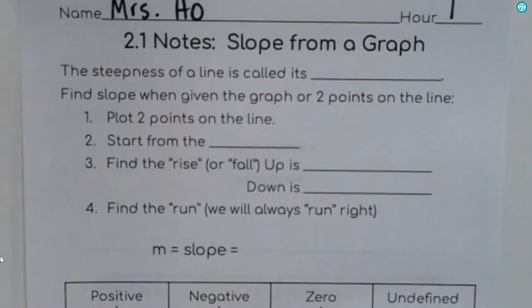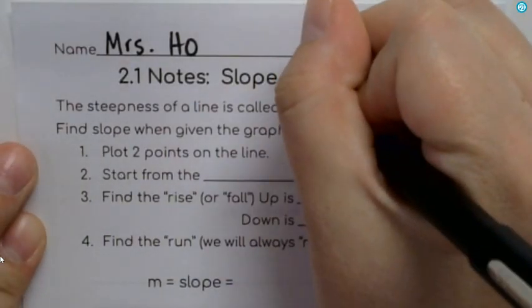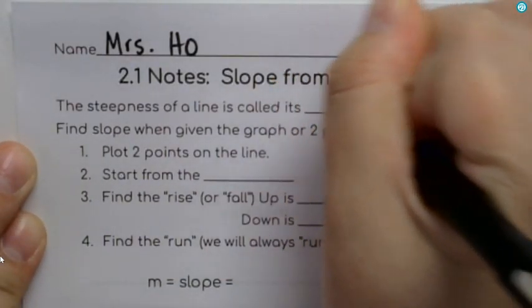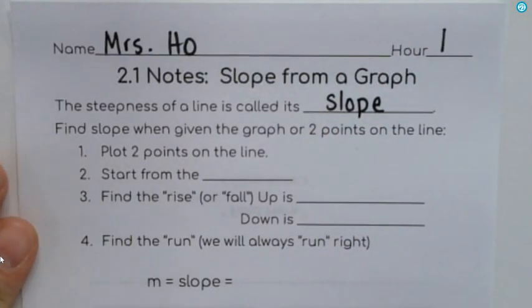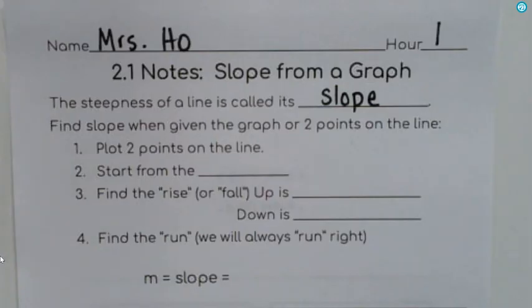Hey, we've got some general notes about what slope is here at the top. So the steepness of a line is called its slope. So slope tells us how steep a line is. This week in particular, 2.1, 2.2, 2.3, we are learning how to find slope in three different ways.